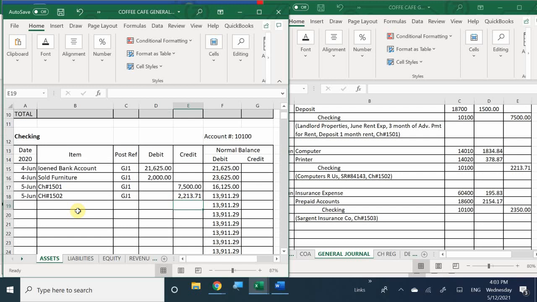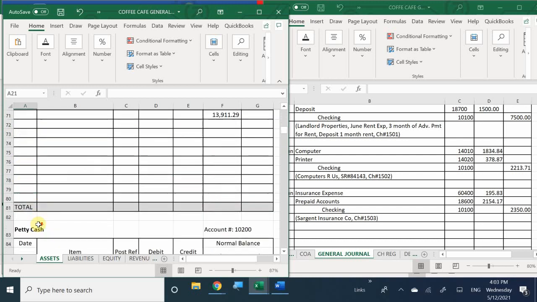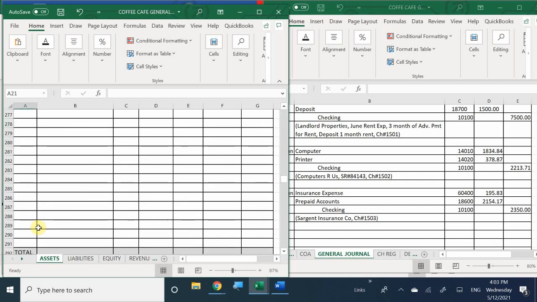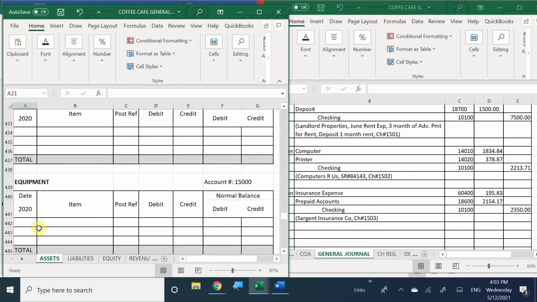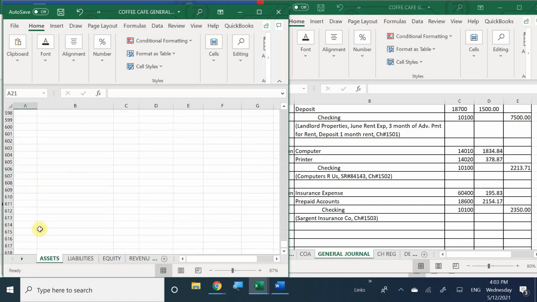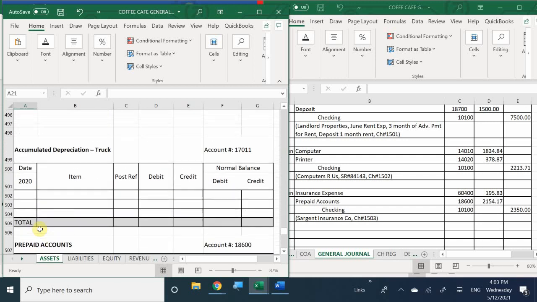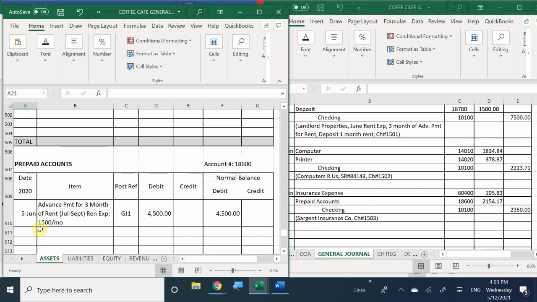Now here, the last that we left off is our checking account. So it's up to you if you want to fill in the checking now. Like I've mentioned before, I don't want to make any extra mistakes, so I'm going to go exactly how my journal looks. So I'm going to drop down all the way to my prepaid accounts. Oops, I skipped too far. Here I am, prepaid accounts.